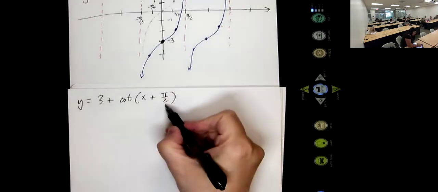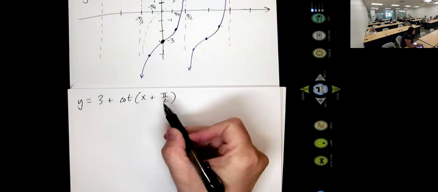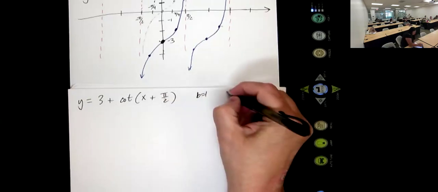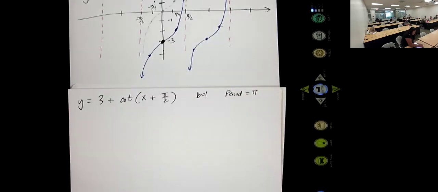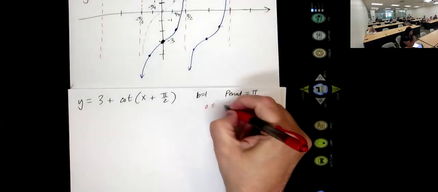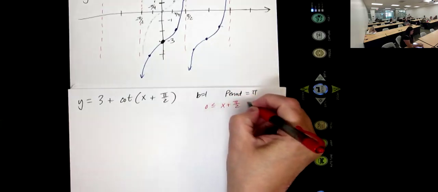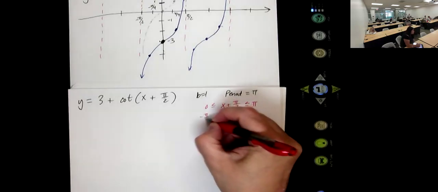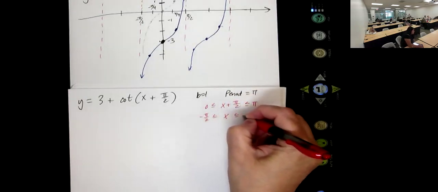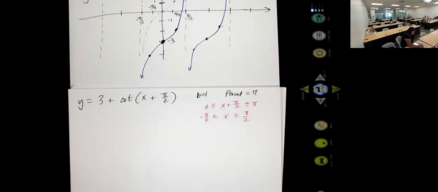So the phase shift, unless there's a b, what's b here actually? 1. B is 1, so our period is still pi. All we're doing is shifting where that is. The base graph for cotangent was 0 to pi. So we're going to take what we have as our argument to cotangent and see what it shifts to. So we solve this, and all of a sudden our asymptotes look like the same asymptotes as tangent.